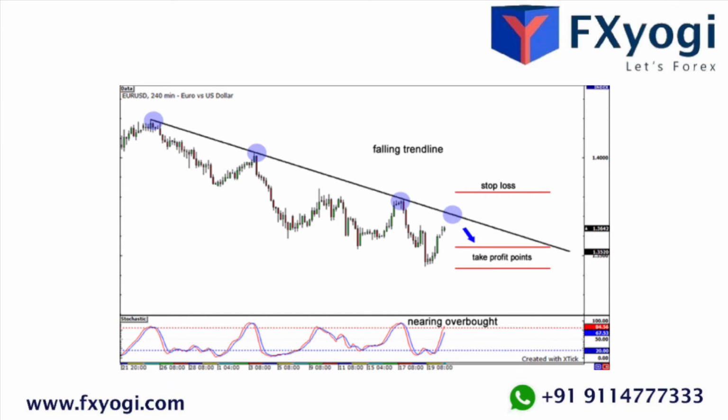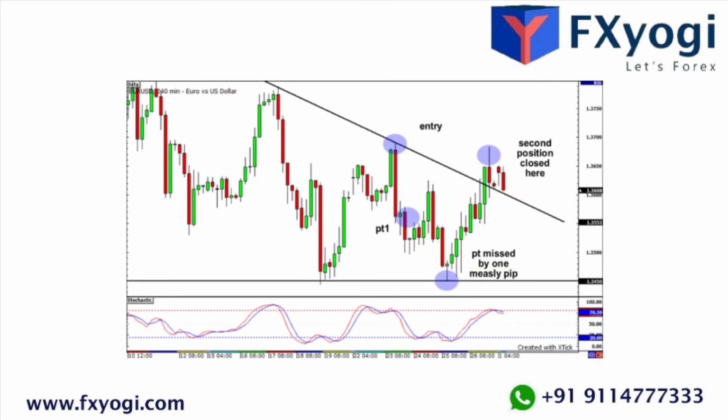Example, short Euro USD. In the chart below, the Euro USD has been trending down. Price has hit the falling trend line a couple of times, which makes for a nice resistance level. You could place a short order right at the downtrend line, 1.3690. Now, where would you place your stop loss? Your stop loss would be placed at 1.3800. Notice how this is above the resistance area, the falling trend.